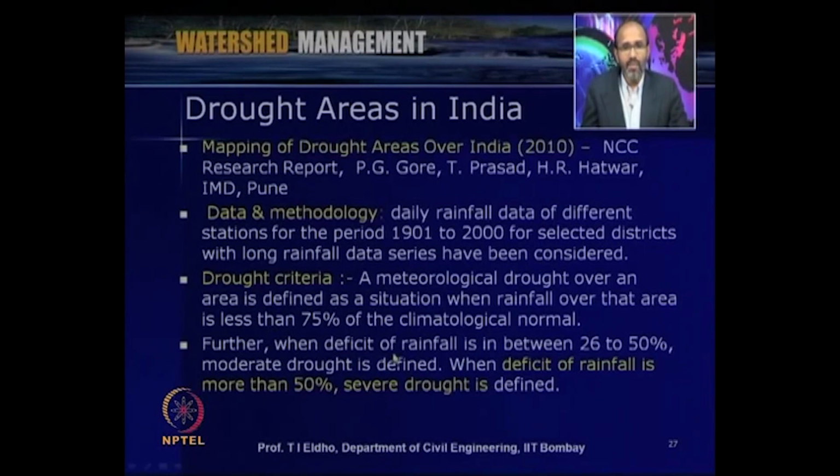criteria. Further, when the deficit of rainfall is between 26 to 50%, moderate drought is defined, and when the deficit of rainfall is more than 50%, severe drought is defined.